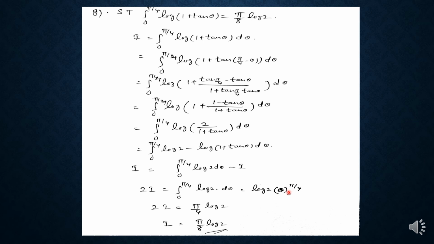If we put theta is equal to pi by 4, we get pi by 4 into log 2, and minus 0, because 0 into something is 0. So here 2I is equal to pi by 4 log 2. Then I is equal to pi by 8 into log 2. This is also a very important problem.